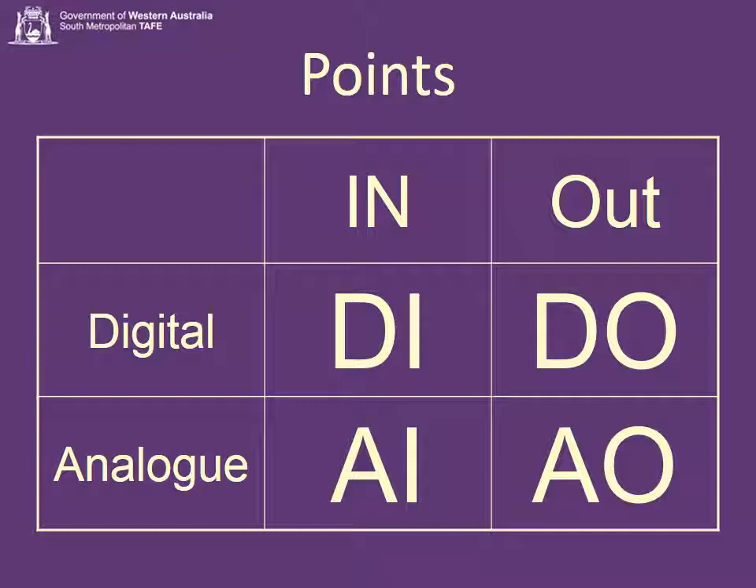Then we have analog inputs and analog outputs. Analog signals are continuous signals. Voltages, 0 to 10 volts normally in BMS. So we have the analog inputs coming from sensors such as humidity sensors, airflow sensors, pressure sensors, and the analog outputs going to valves and actuators.